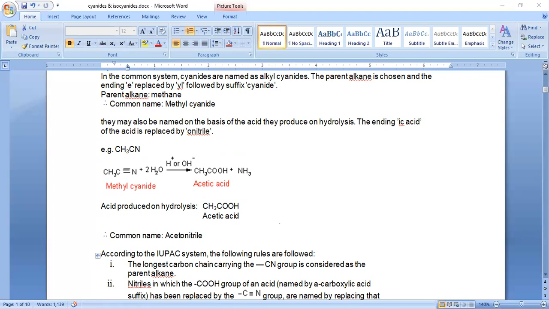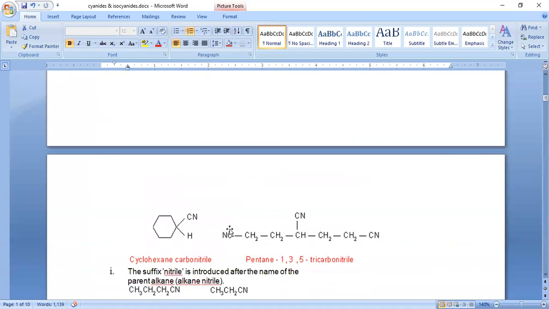Okay, another example. So this is prop, and the primary suffix is "an", and the e should be replaced with yl. After that we can add the secondary suffix, that is nitrile, and the name of this compound is propyl nitrile. Okay, so in this manner we can give the names of cyanides. Let's move on to the next topic.